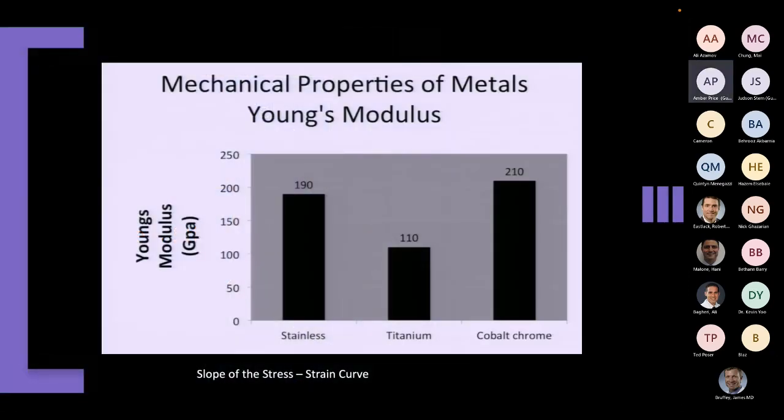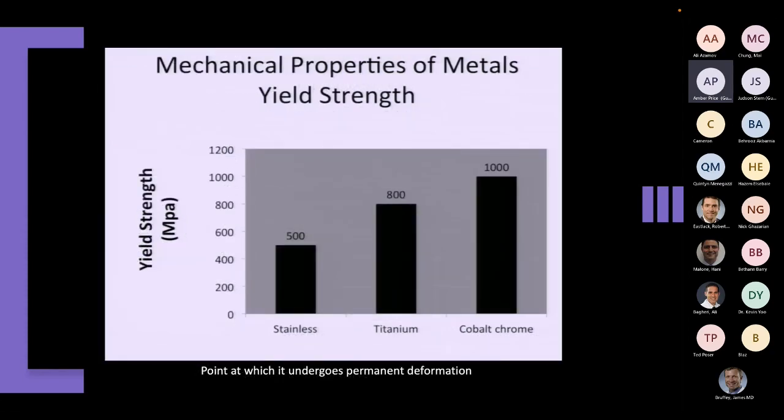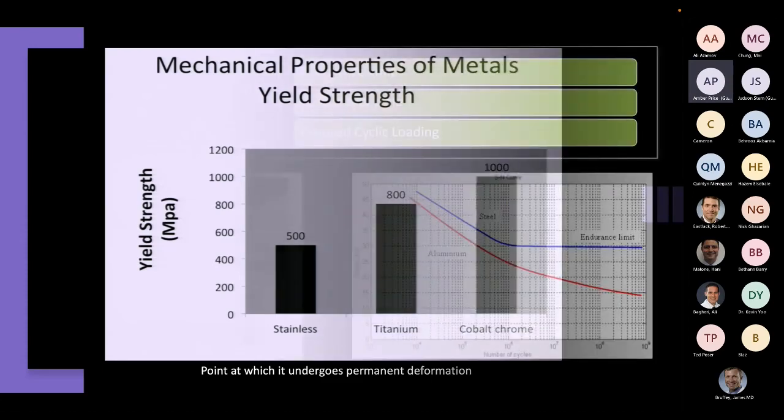So this is the comparison again of those different types of Young's modulus for the different metals. So titanium is the closest to bone, and then cobalt chromium has the highest Young's modulus. And then these are the different yield strengths of the metals. So stainless steel actually has the lowest yield point. Titanium is better than stainless steel, and then cobalt chromium is at the top.